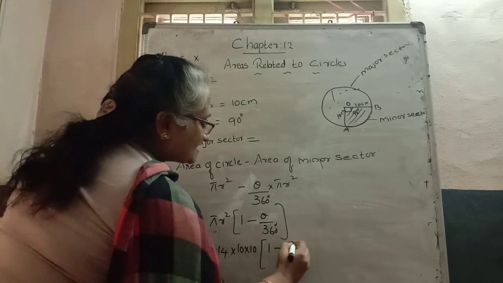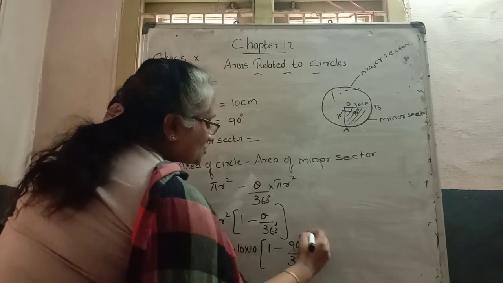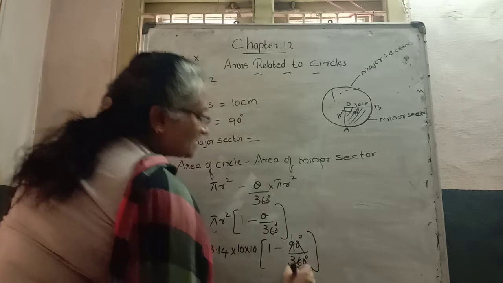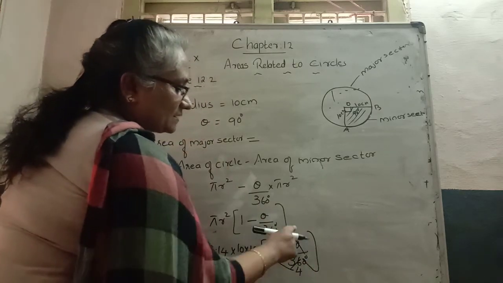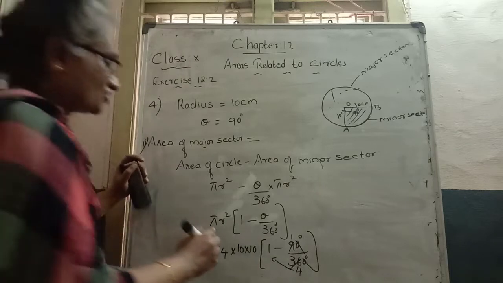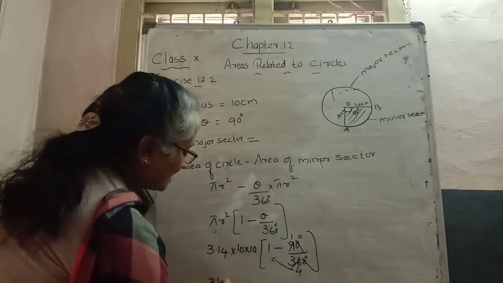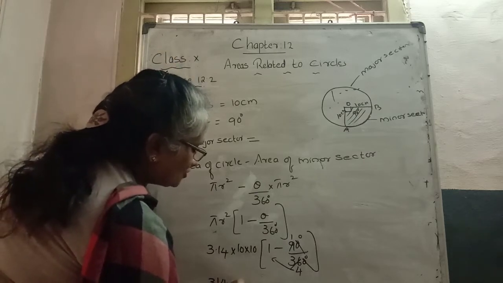1 minus theta, and the theta value is 90 by 360. So cancel 0 and 0. 9 table: 9 1s are 9, 9 4s are 36, so it becomes 1 by 4. 1 is a whole number, 1 by 4 is a fractional number. So here, how to remove the decimal point? Divide with 100. So 314 divided with 100 into 100.